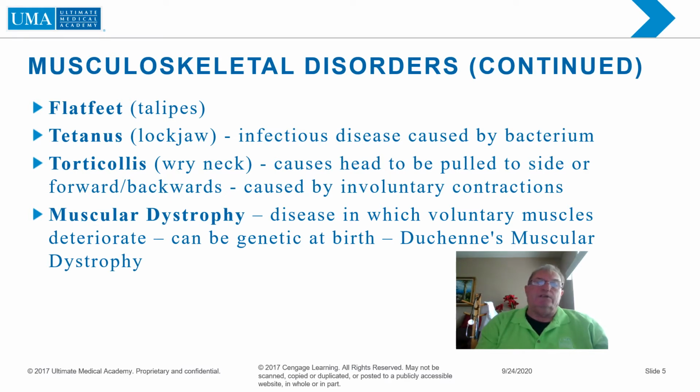Now, muscular dystrophy. Muscular dystrophy is a disease in which voluntary muscles deteriorate and can be genetic at birth. Most of the time people find out that they have developed this usually in young adulthood, and it can be very debilitating. It can be very bad.